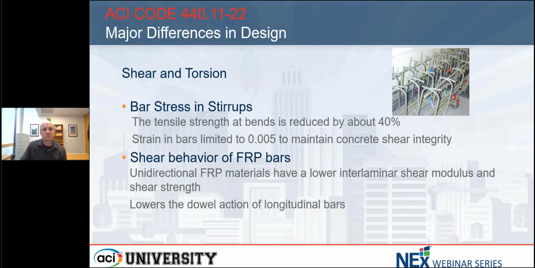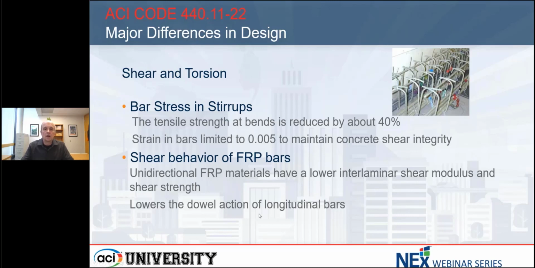Then last two topics on the design side, shear and torsion, and also I'll touch on columns. Where we have FRP reinforcement used for shear, so things like FRP stirrups, the bend in the bar does reduce its tensile strength, so we have to account for that in design. And we also have to be concerned with the fact that the dowel action of the longitudinal bars is not going to be as high because the actual shear strength of the bar itself is lower than a steel bar. So that does impact the shear capacity as well.